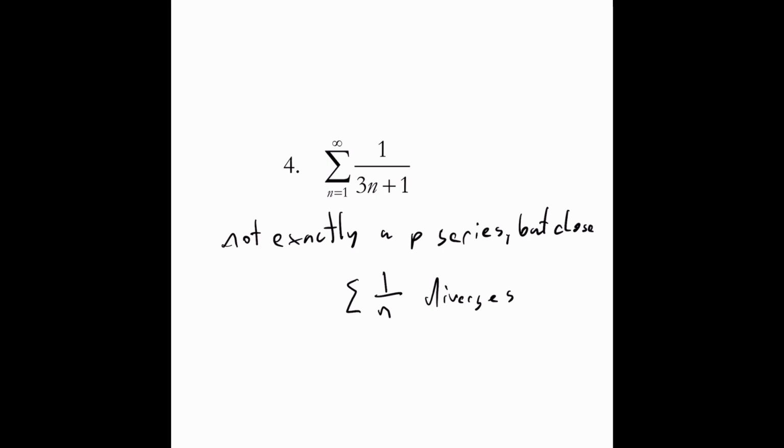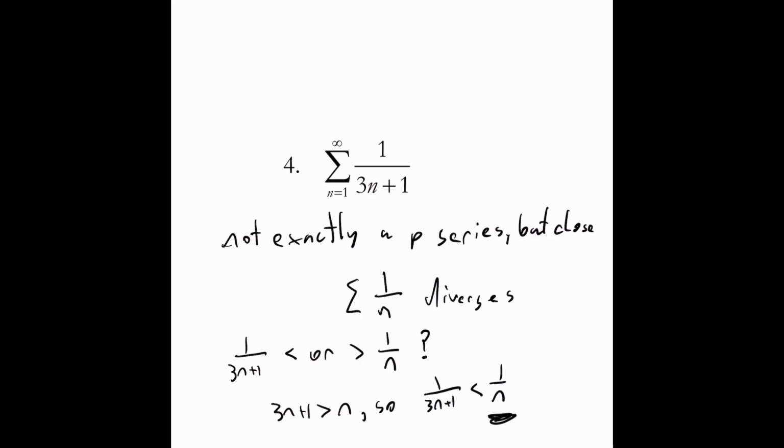Now, are the terms here going to be less than or greater than just 1 over n? Well, 3n plus 1 is greater than n, so you're dividing by something larger, which means you are something smaller. That means that direct comparison test is not going to help us because we know that the harmonic series diverges. So being smaller than something infinite doesn't necessarily tell you what you must be. So the direct comparison test doesn't help us here.